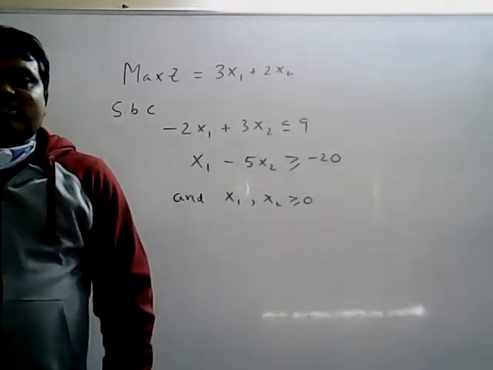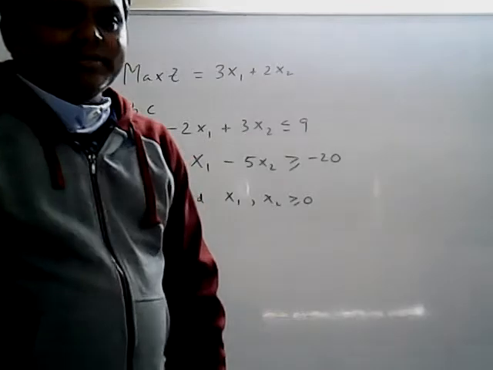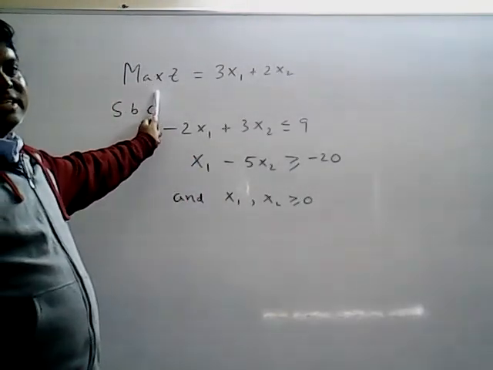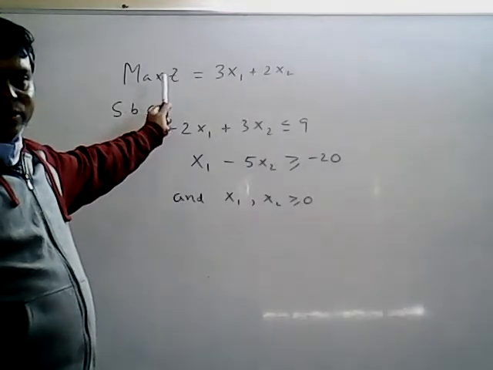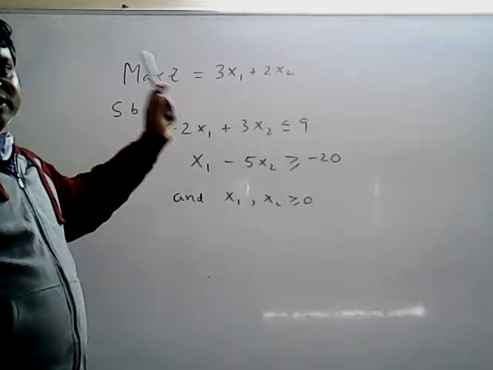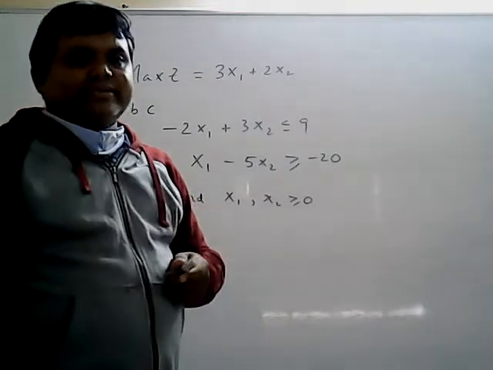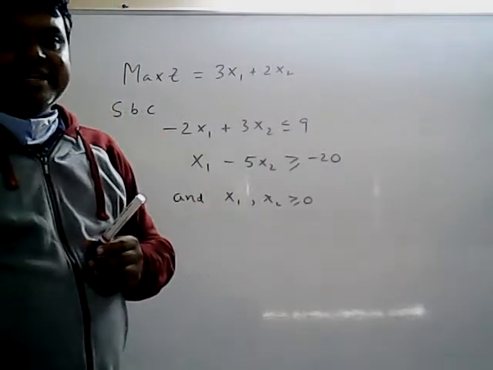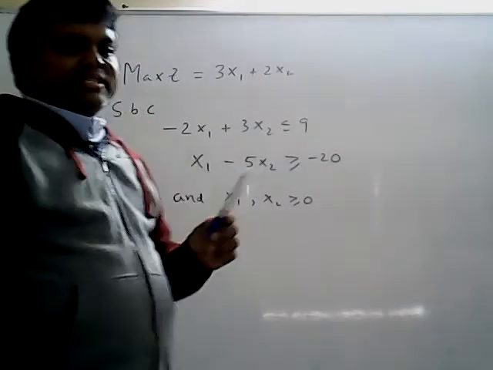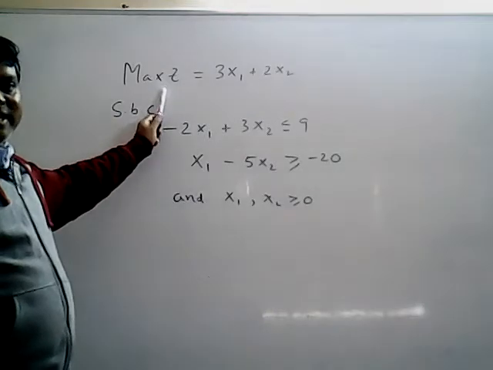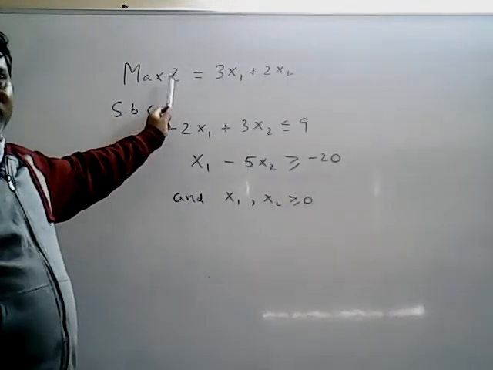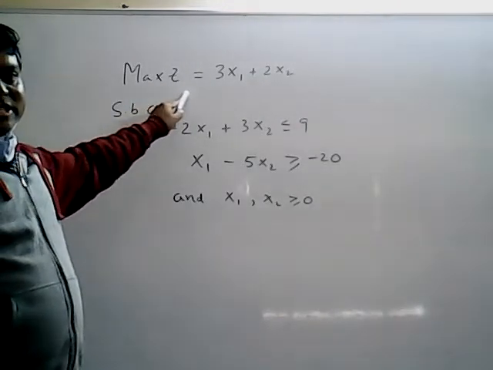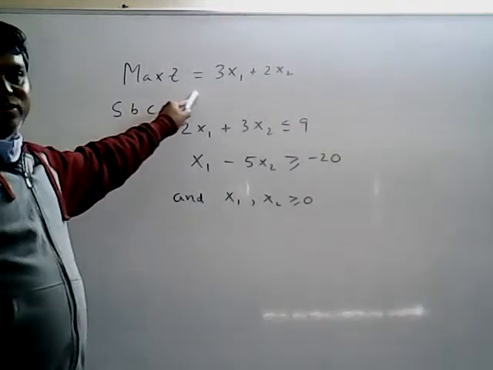What is the first step in the simplex method? Step number one is to check whether your objective function is maximization or minimization. If it is maximization, you can ignore step number one. If it is minimization, then convert it into maximization by using the relation maximum z star equal to minus minimum z. In this case, the objective function is already maximization type, so you can ignore step number one.